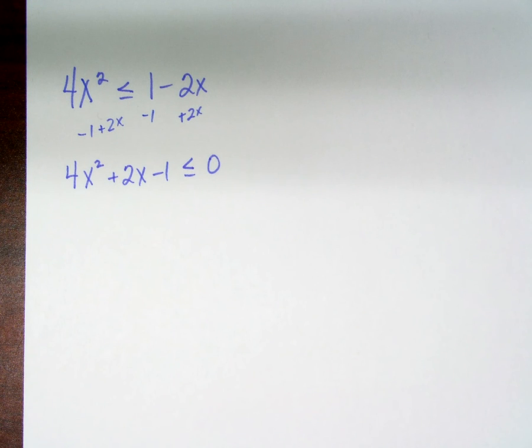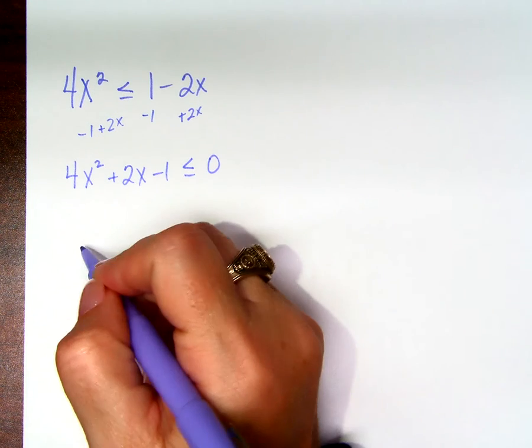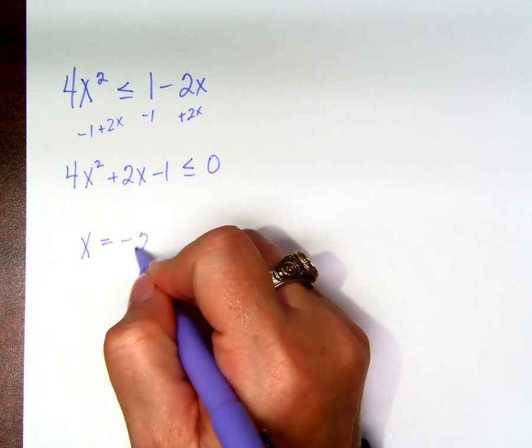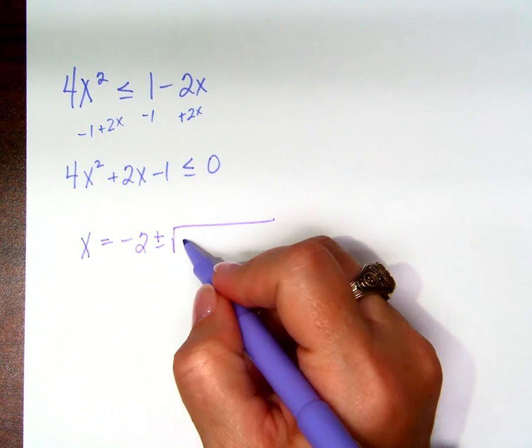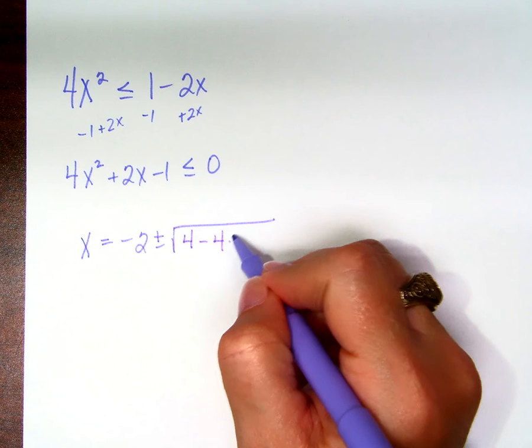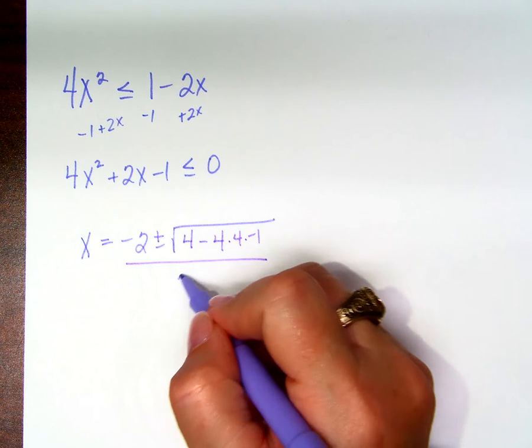Okay, so how do we solve this? Well, we could factor it, right? We could try AC and see if we could factor it like that. But hopefully you see pretty quickly that it's not going to work, right? We can't multiply something to be -4 and add it to be 2. Okay? So what other way do we know to solve quadratics? Quadratic formula. Okay? x equals -b plus or minus the square root of b squared minus 4ac all over 2a.